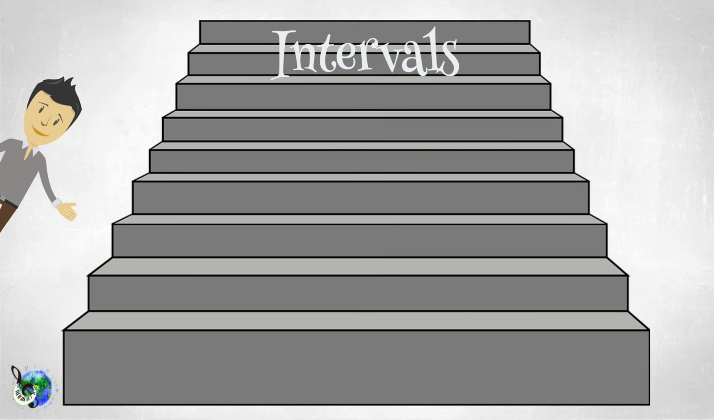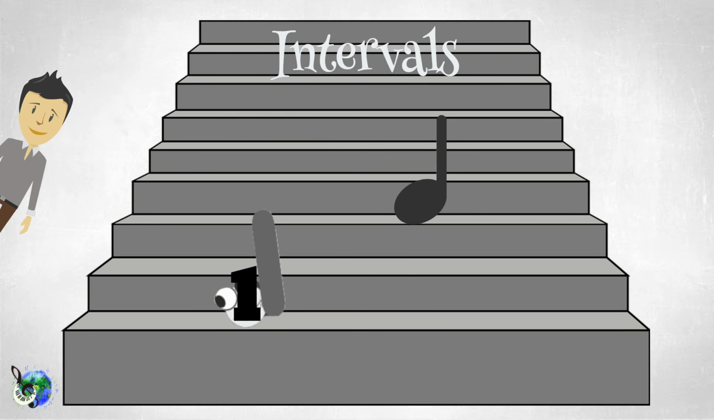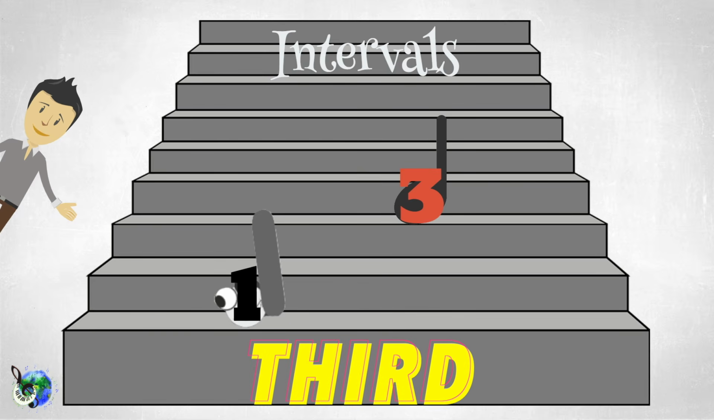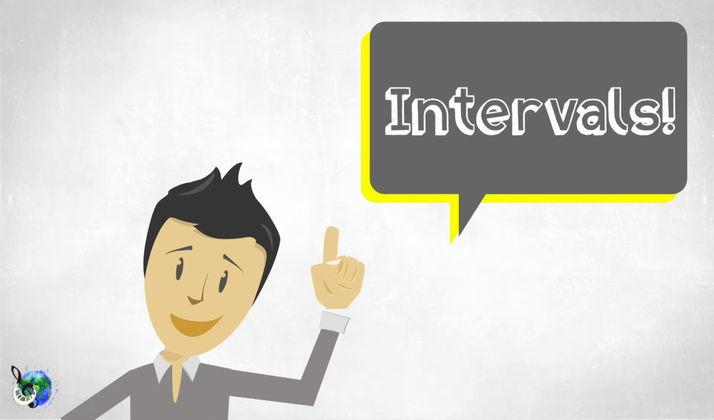Okay, let's see if you can figure this one out. Mr. Quarternote is still chilling on the first step. His friend is now on the, do you see it? Which step is he on? If you said the third step, you are correct. So what interval would that be? We would say that's an interval of a third. Awesome.